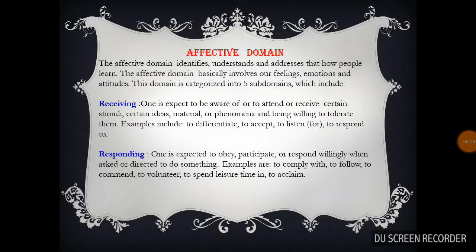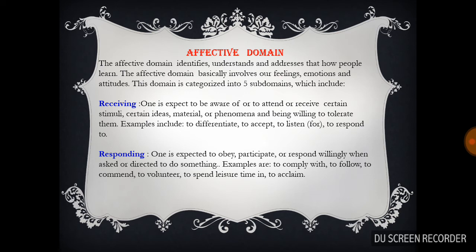Then the affective domain. The affective domain basically identifies, understands, and addresses how people learn. It involves the growth in emotions and feelings of a person. There are basically 5 subdomains. The first subdomain is receiving. In this level, a person is expected to be aware of certain stimuli and receive the stimuli.